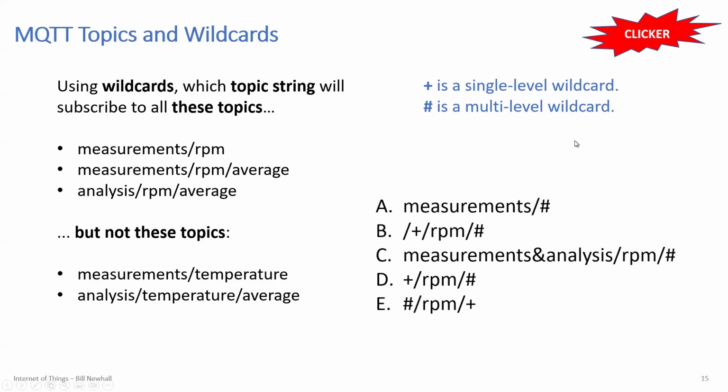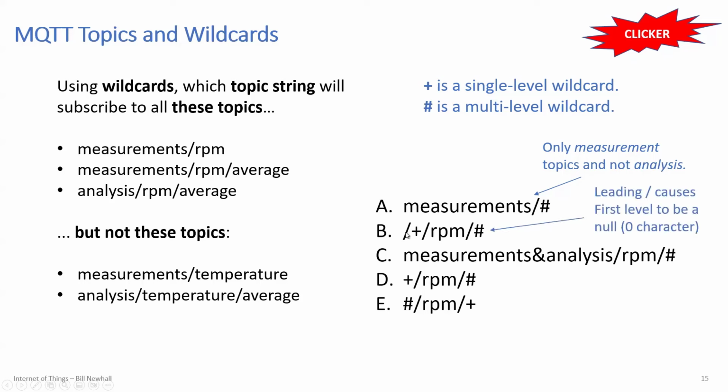Give you some options here. Which one of these will receive messages associated with these top topics, but will not receive messages associated with these bottom topics? Okay, so let's talk about this. Let's look at A. A, measurements/#, only measurement topics and not analysis topics will be received by the subscriber. I wanted to receive analysis/RPM/average, so A won't do that.